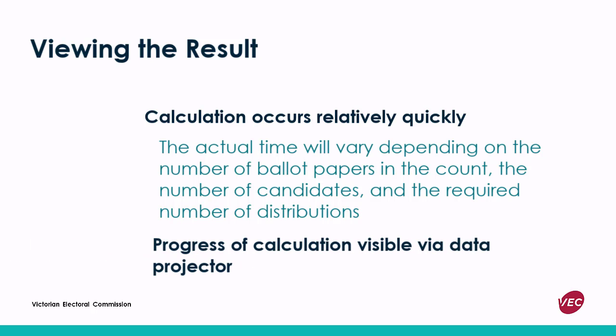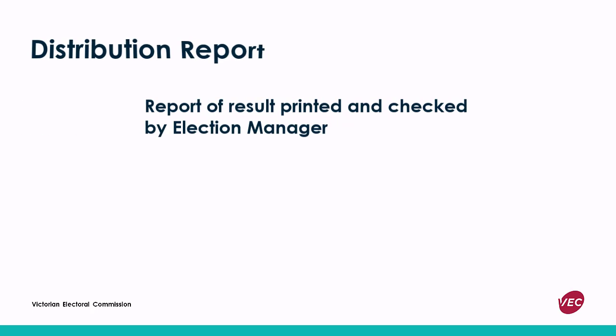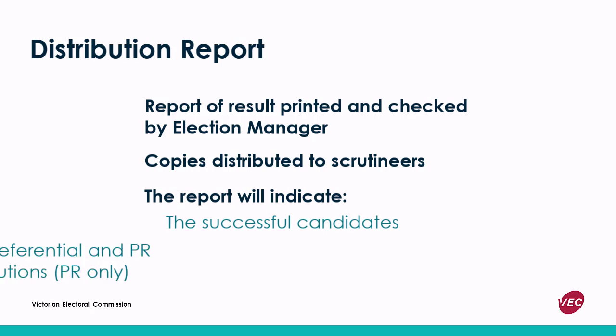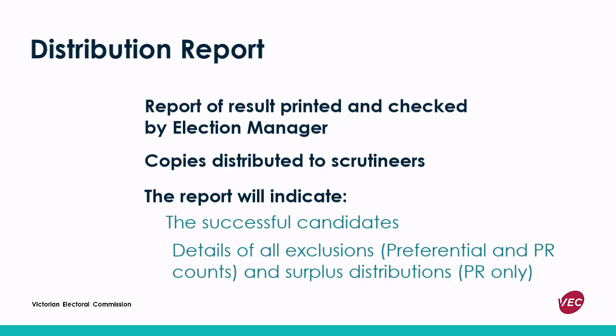The progress of the computer's calculation will be displayed on a large data projector. As the result is calculated, the results will be displayed on the computer screen. A distribution report will be available once the result has been calculated. A copy of the distribution report will be printed and checked, and copies will be distributed to scrutineers. This report will provide detail of the successful candidates and details of all exclusions for preferential and proportional representation counts, as well as surplus distributions for proportional representation counts only.